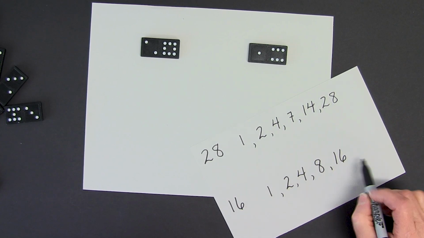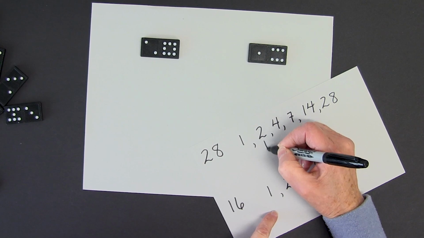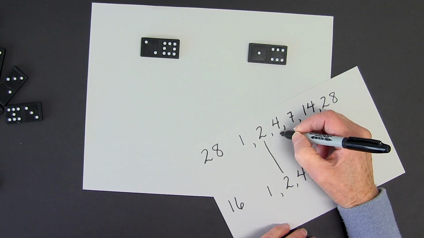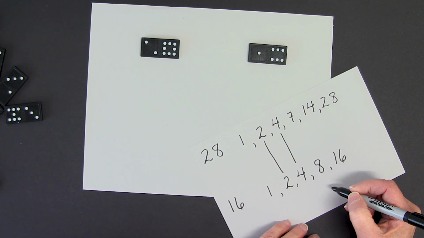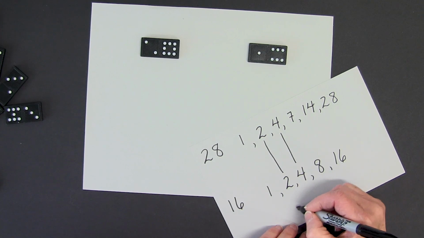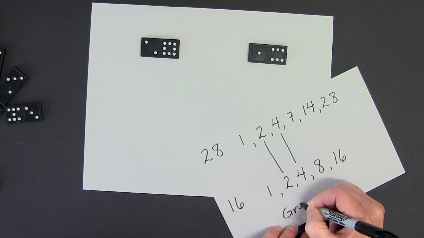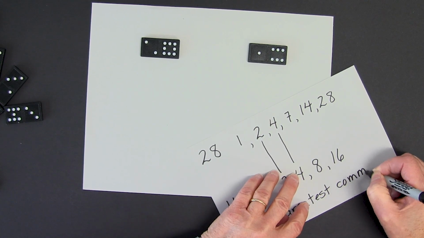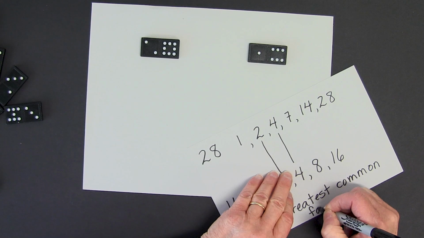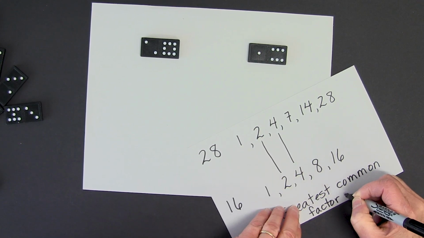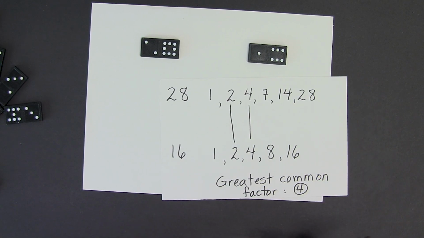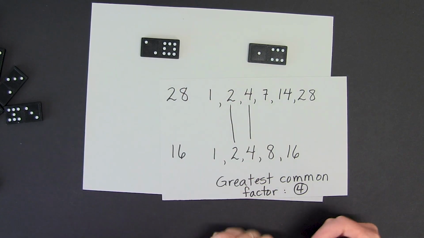Now when I take a look, I see that 2 is a common factor, and I see that 4 is a common factor. I want the greatest common factor, so I know that that will be the 4. And here's one way in which I can use the dominoes to make composite numbers that I can factor.